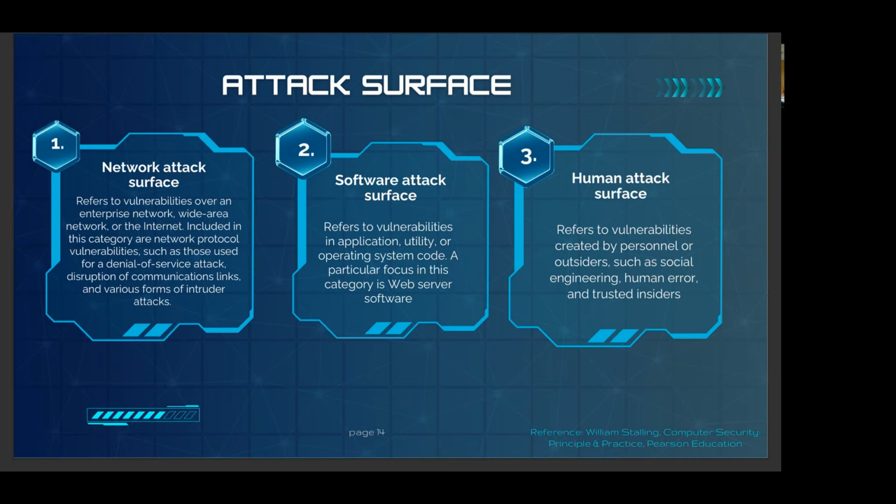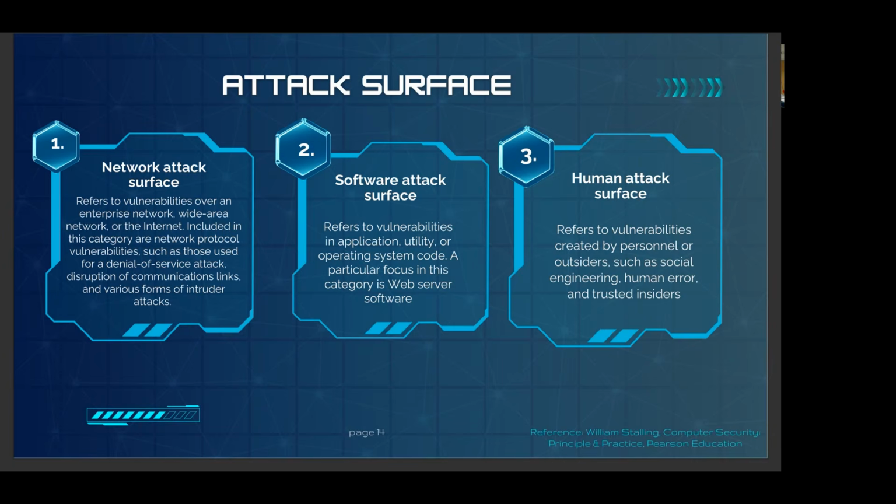First, we have the network attack surface, the network layer, referring to vulnerability over an enterprise network, a wide area network. So what do we mean by enterprise network? Is it your home network? Considered enterprise? No, right? Enterprise means the organization level. For example, is MAB considered enterprise or not? The ATM, right? So there are a number of users where the attack surface will be.